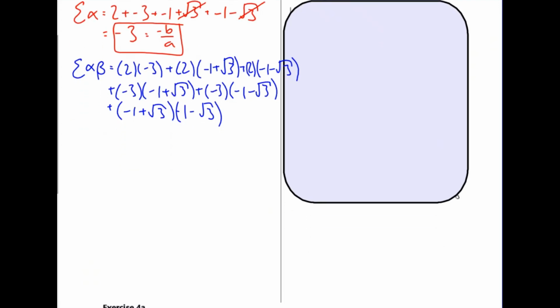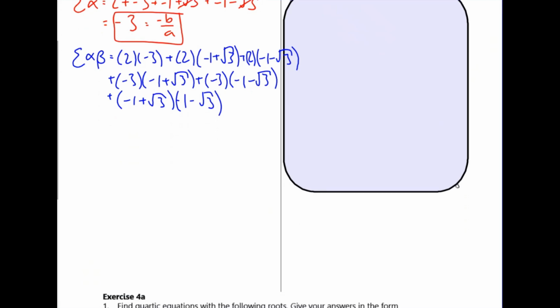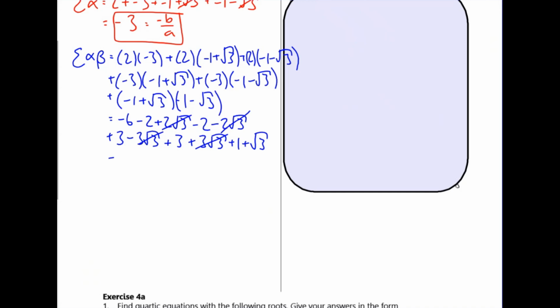Okay, so you can type all that into your calculator if you like, do the individual calculations. I think I'm probably faster doing this by hand. So that will give you minus 6, minus 2, plus 2 root 3, minus 2 root 3, so those cancel out. Plus 3, minus 3 root 3, plus 3 root 3. Again, those two cancel out. And then at the bottom here, I've got plus 1 plus root 3 minus root 3 and then minus 3.